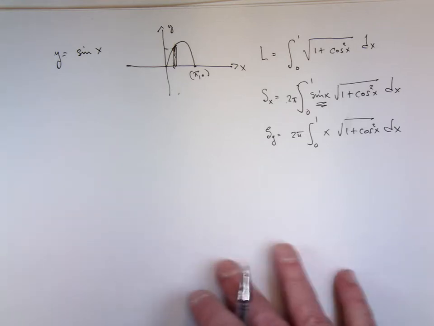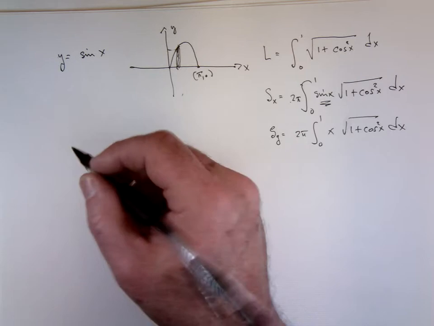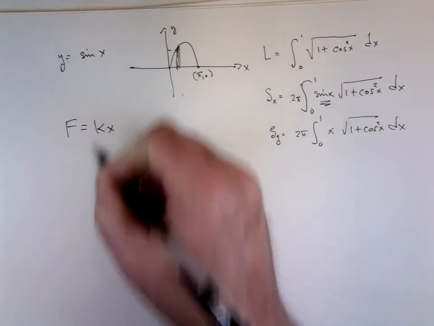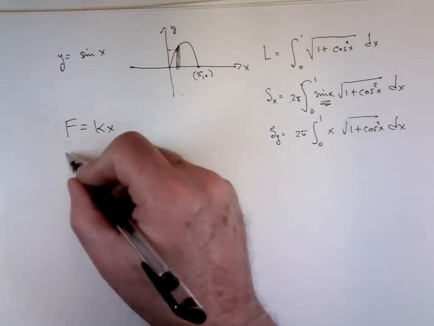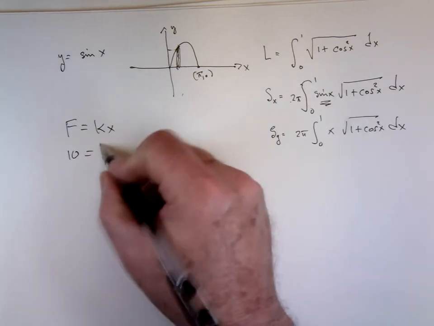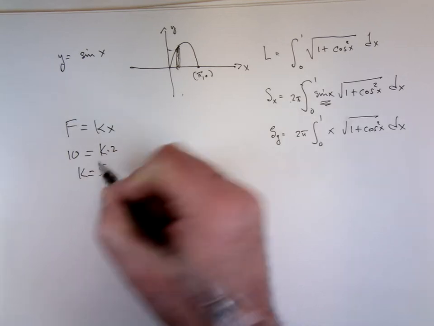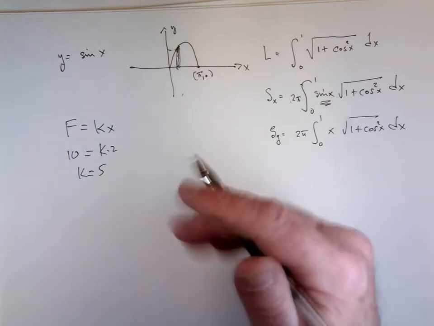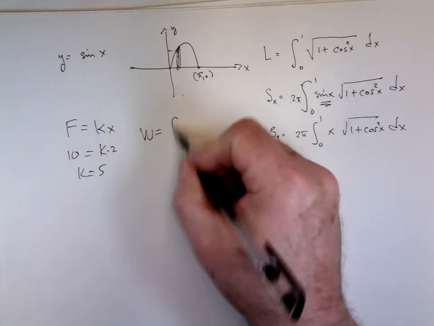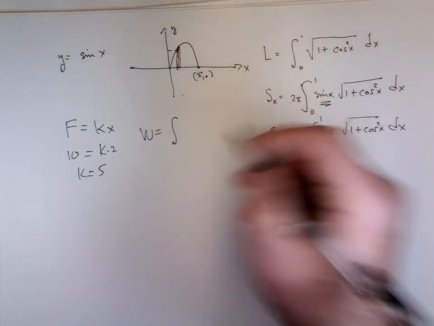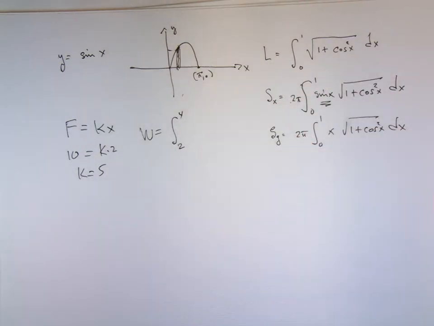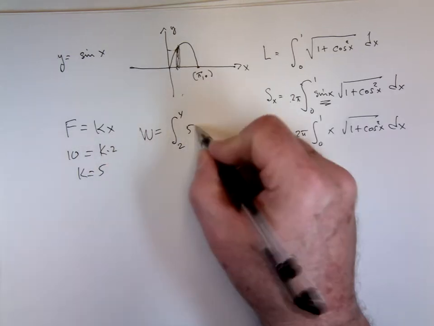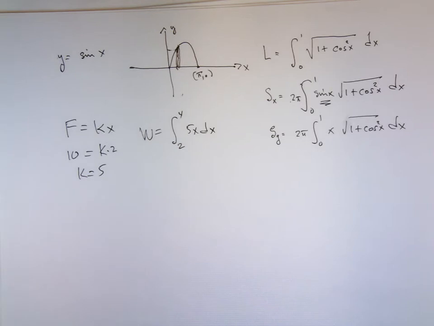And then 15 through 17, we have the spring constant, Hooke's law, F equals kx. It says that a force of 10 pounds stretches it 2 feet beyond natural length. Solve for k, k is 5. Find the integral that gives the work in stretching an additional 2 feet. So we're already 2 feet beyond natural length. We're going to go an additional 2 feet. So we're going to integrate from 2 to 4 of the force here, which is 5x. That will be the work done.